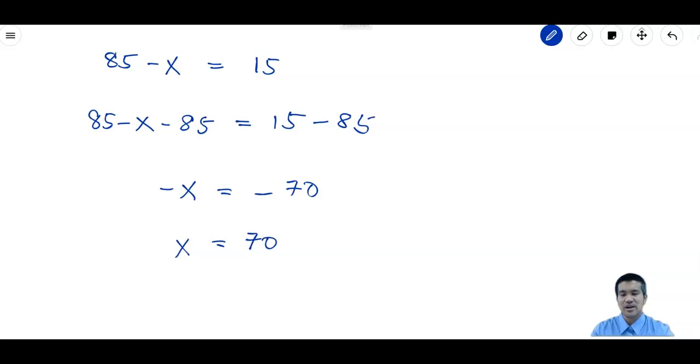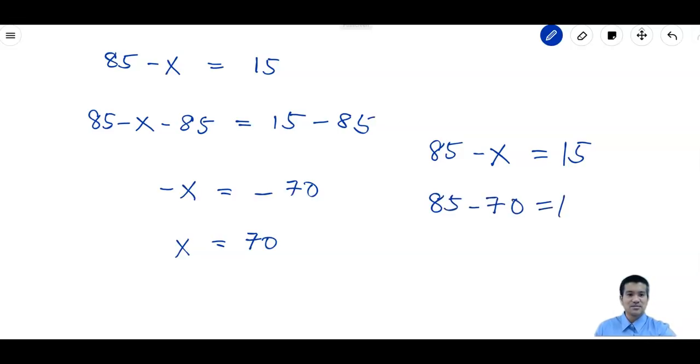Again, when you're going to check the value, we will let x now equal 70. So therefore, let's go to the original equation. The original equation, we have 85 minus x equals 15. So therefore, when we let x be 70, it will become 85 minus 70 equals 15. So we prove that the value of x is correct because when we check this one, there will be an equal in both sides.